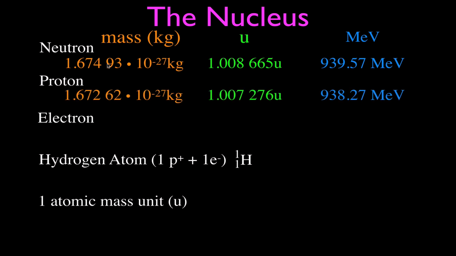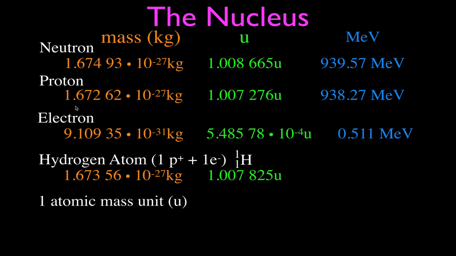Now, the proton has a little bit smaller mass, 1.67262 times 10 to the minus 27 kilograms, which works out to a mass of 1.007276 unified atomic mass units, and this is the energy equivalent. Now, the electron is about 2,000 times less massive, and therefore its mass is only 9.10935 times 10 to the minus 31 kilograms, which is 5.48578 times 10 to the minus 4 unified atomic mass units, which is about half of a mega electron volt.